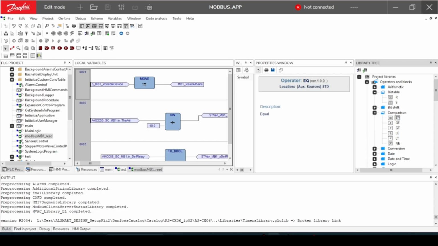changes to false. This block is commonly used when we need to verify that a value has reached a specific target, such as checking if a temperature has reached a set point or confirming that two variables have the same value. Next, we have the GE operator.